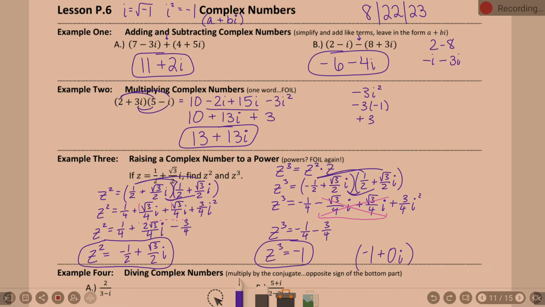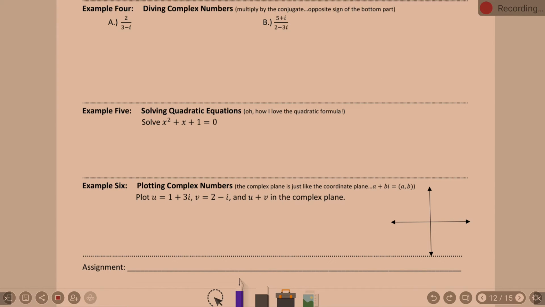Okay, let's try the bottom half then. Oh, we're going to be diving complex numbers. Okay, ready to do some diving? Guess that's a different form of dividing. Oh, you didn't even read it that way, did you? I thought we were legitimately doing something new called diving. Nope. Okay, that's fine. No, that is a typo on my part.